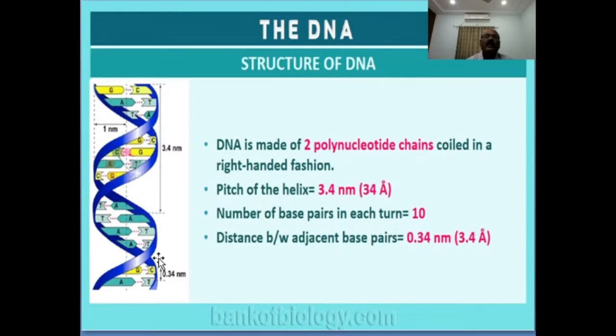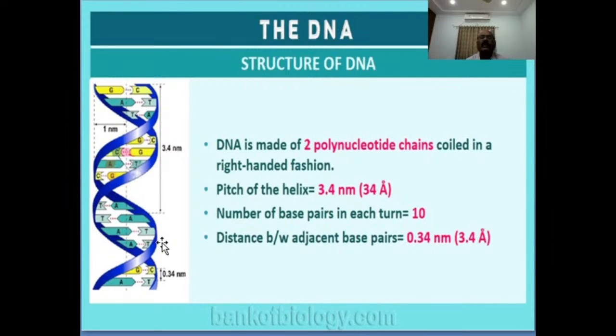Here to here, one complete turn, the angle is 360 degrees. The angle between two successive nucleotides is 36 degrees. Here to here, one complete turn, 360 degrees. The angle between two successive nucleotides is 36 degrees.